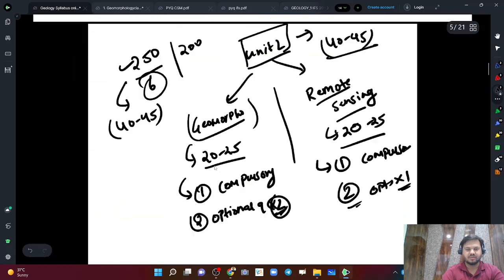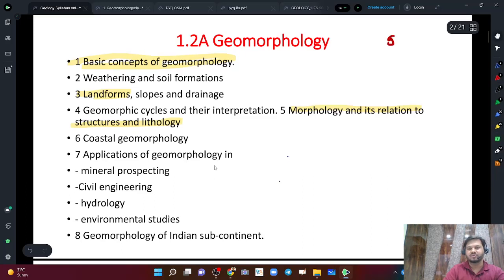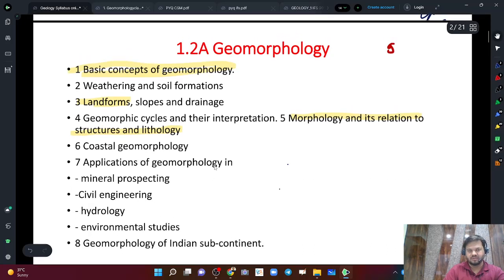This is our syllabus. What I mean is these topics are the most important topics. One is the basic concept of geomorphology, another is related to landforms, and the third one is geomorphology in relation to structure and lithology. So these are the most important topics. 95% of the questions will be from these topics.